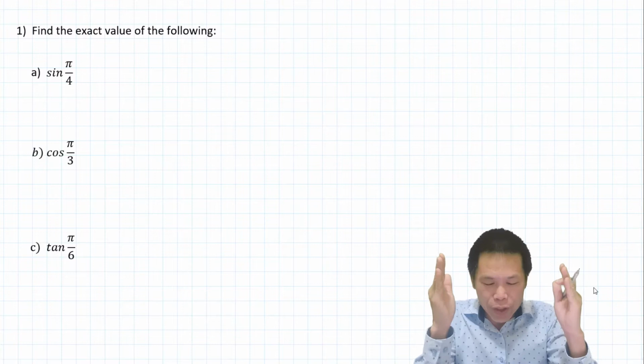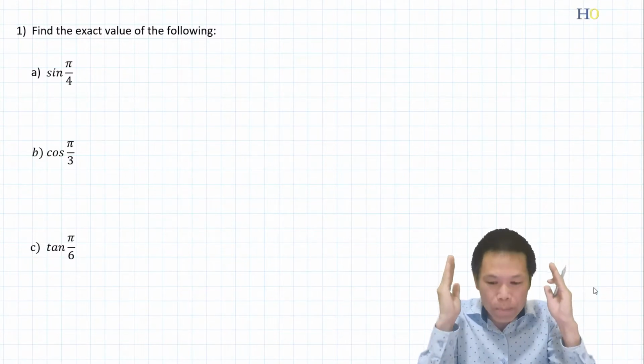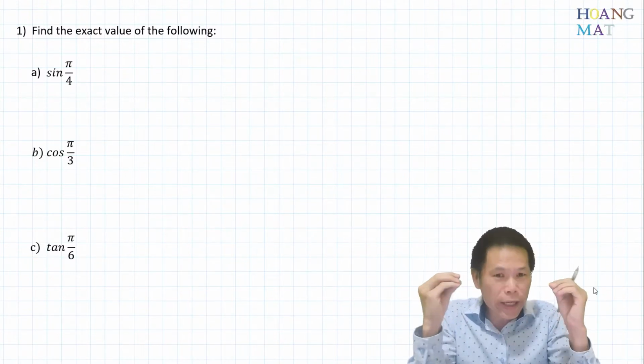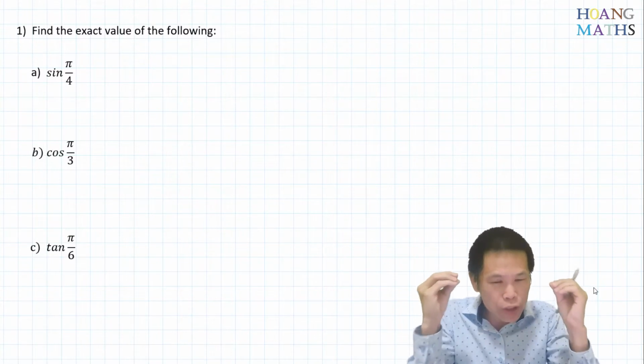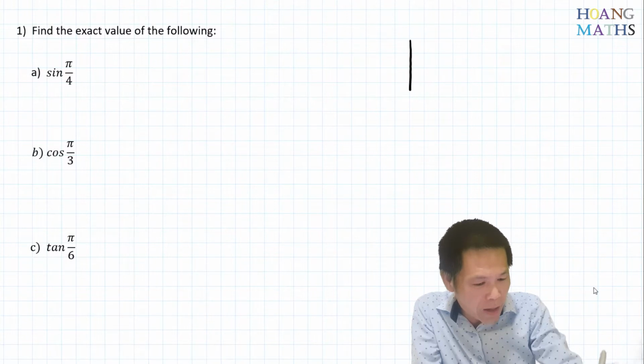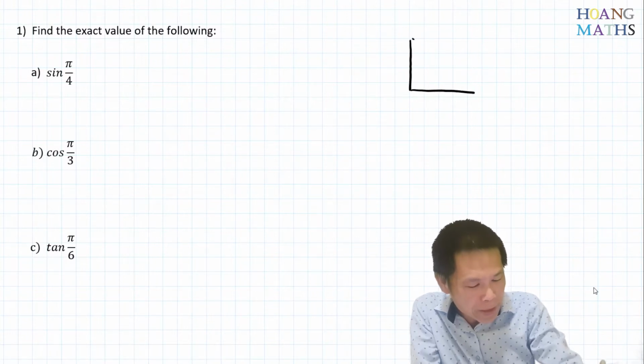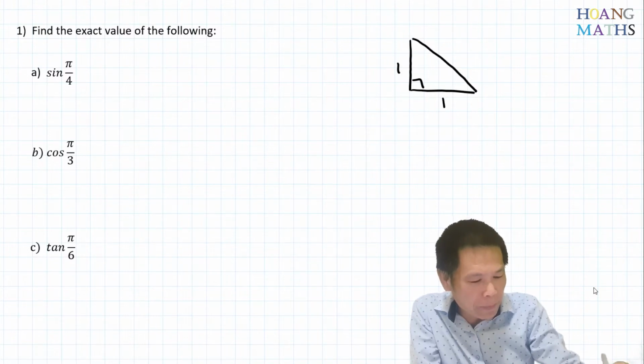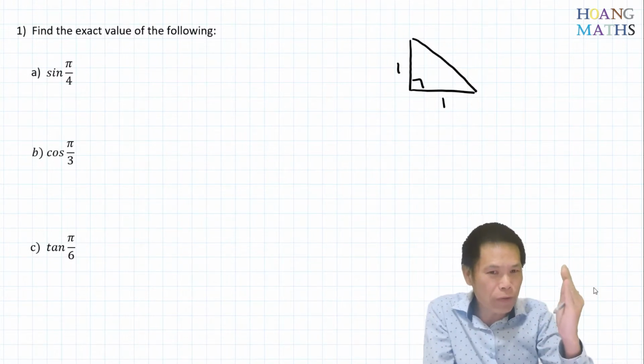So first one, we need to work out sine of pi over 4. To work this out, remember we just need to draw a triangle first. So for pi over 4, we need this triangle here, okay? So we have 1, 1. Now remember pi over 4 is 45 degrees, okay?